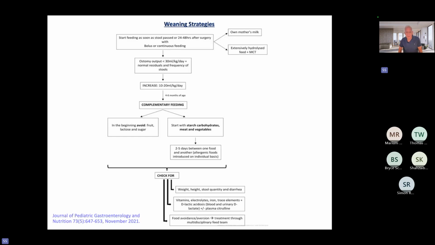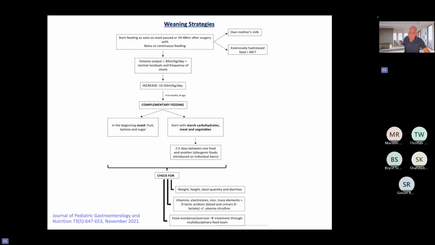Now, I put this slide up because it was published in JPGN in 2021 and gives you a general idea of how we can try to wean patients off of TPN. Again, this will vary significantly from patient to patient, depending on all the factors that I've already discussed. Whenever possible, when starting feedings, use own mother's milk. Should you use an extensively hydrolyzed feed plus MCTs? Well, again, that's going to depend largely upon what bowel is present, what's the location, and what's the length.